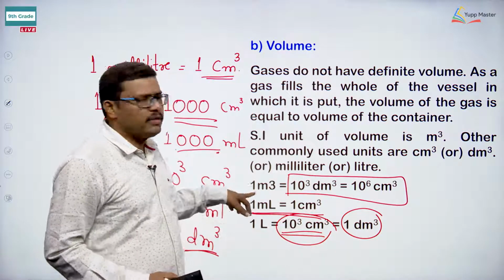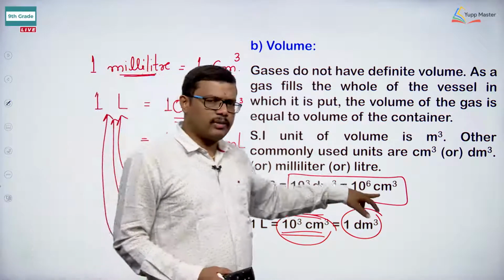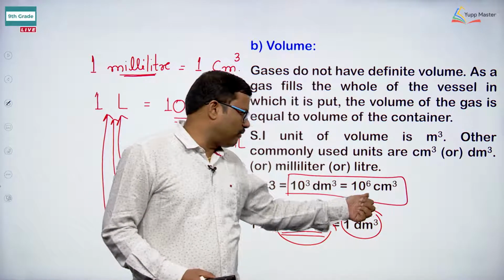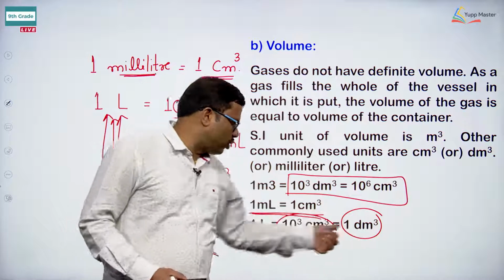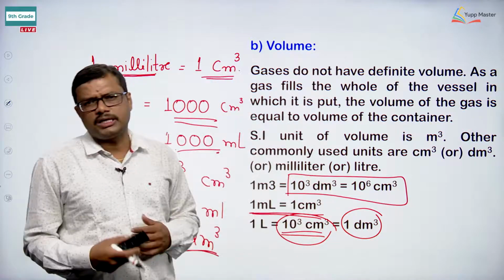How are we getting that? Just now we have derived 1 meter cube equals 10 to the power of 3 decimeter cubes, 10 to the power of 6 centimeter cube. So when you divide this by 10 to the power of 3 and 10 to the power of 3, this becomes 1 decimeter cube equals 10 to the power of 3 centimeters cube. So the conversions are very easy.